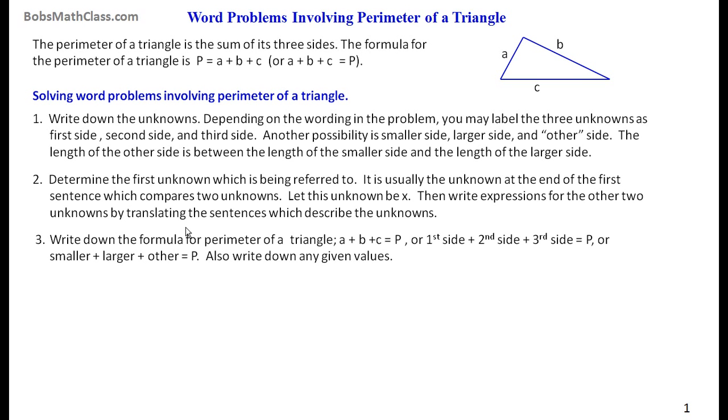Number 3. Write down the formula for perimeter of a triangle. A plus B plus C equals P. Or you might want to write first side plus second side plus third side equals P. Or maybe even smaller plus larger plus other equals P. Also write down any given values. The given value is probably going to be P, the perimeter.